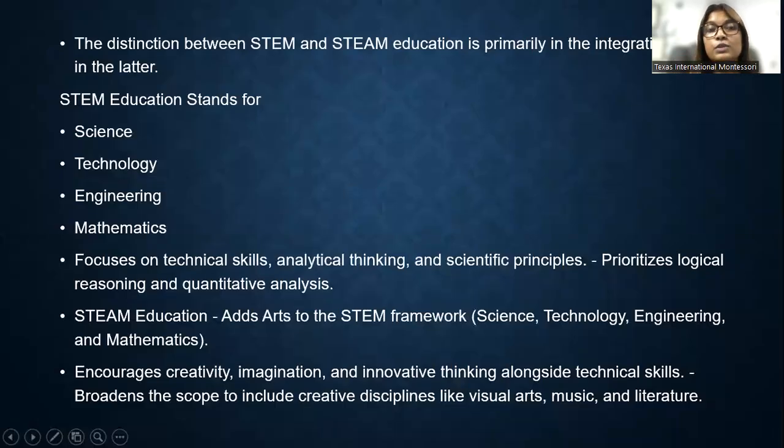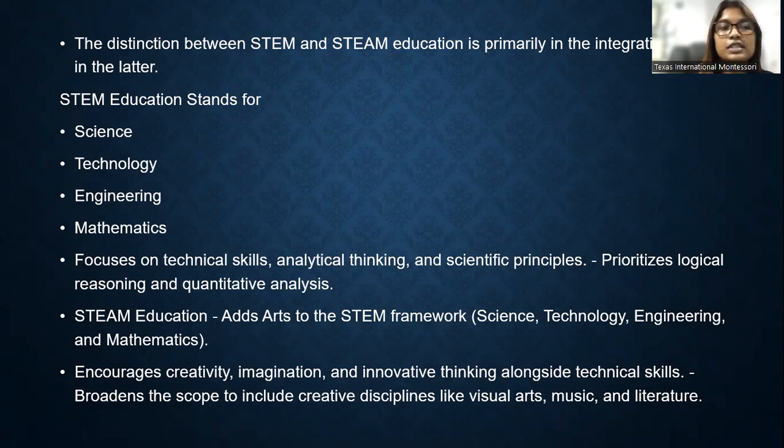The distinction between STEM and STEAM education. Earlier it had been STEM. As given on the screen, it says science, technology, engineering, mathematics. Earlier we focused more on technical skills, analytical thinking, and scientific principles mainly. There we prioritized logical reasoning and quantitative analysis. So we dealt with numbers. We were mainly dealing with logical reasoning, critical thinking, and all that.